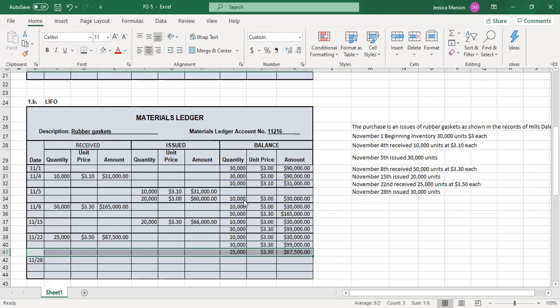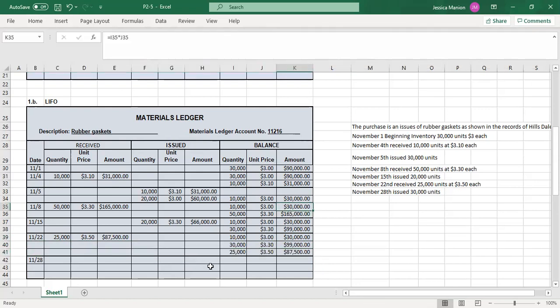Again, LIFO, last in, first out. Now, when we issue units again, we're going to take them all from here first, and then they'll come from there next, basically, right? These older goods, these 10,000 that were in our beginning inventory back here are still going to be, right? And that's what we're seeing here. So November 28th issued 30,000 units. Okay, so that 30,000 units, we're going to take all 25,000 of our most recent, 25,000 times 3.5. And then we're going to take the other 5,000 from the units that are $3.30 each.